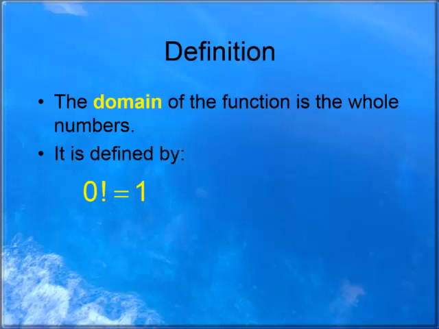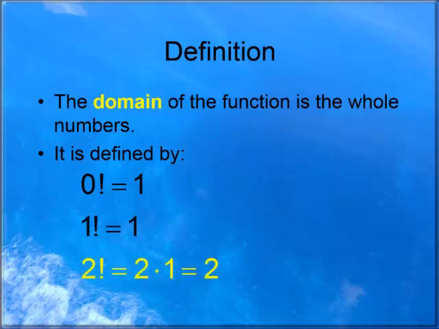0 factorial is 1. Now that's going to sound very strange. When we get to probability, we'll have an explanation for why it has to be 1. It needs to be 1. 1 factorial is also 1. And again, when we get to probability and we delve into this a little deeper, it'll make sense why it has to be 1. Now we get to the meat of the matter.